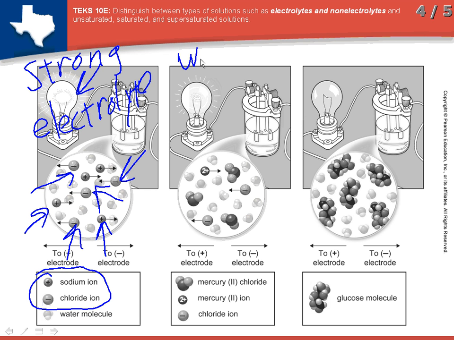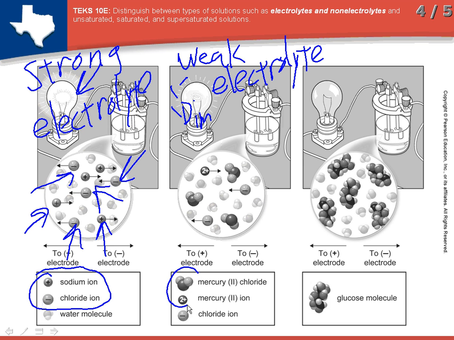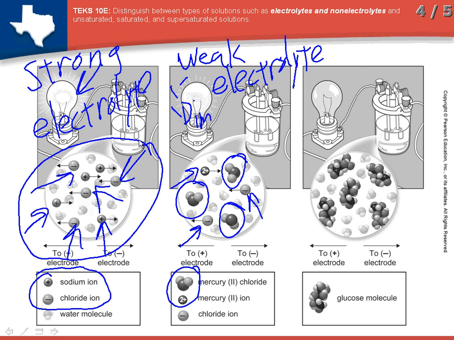Right here we have a weak electrolyte. It's weak because it's lit up, but it's very dim. The bulb's very dim, so it's not conducting as well. And the reason is this. In here, we have mercury II chloride and mercury ions. Notice we have a few ions conducting it, but still a lot of it has not split up into ions. The mercury chloride is still all together, so it's not doing a great job conducting, unlike sodium and chloride over here, which fully split up.